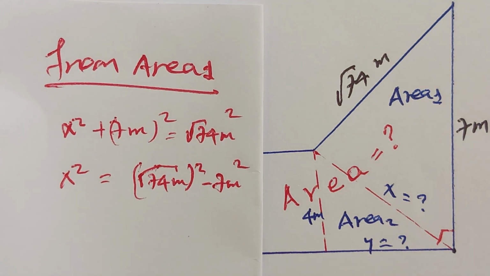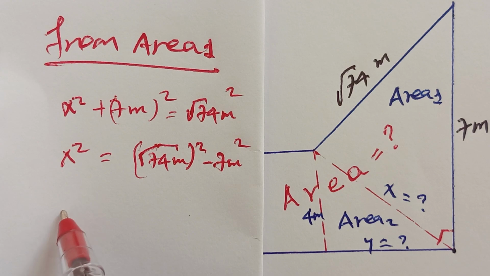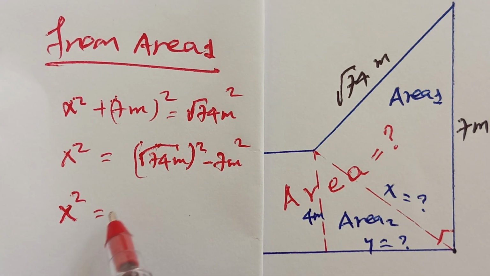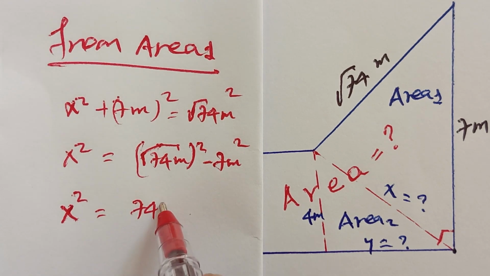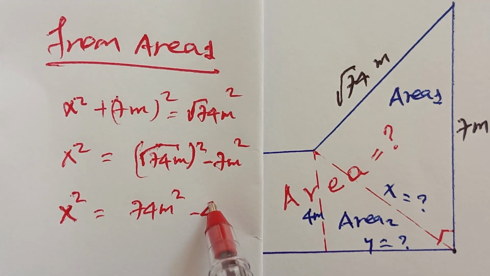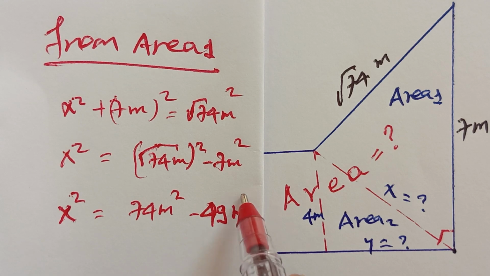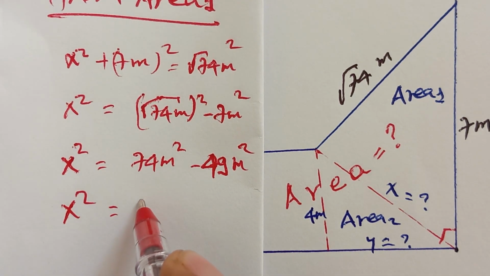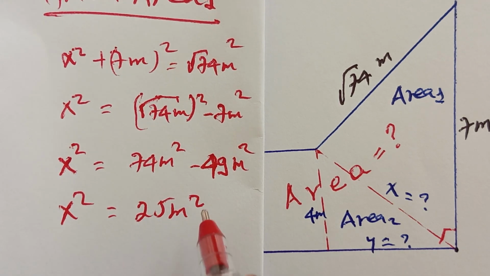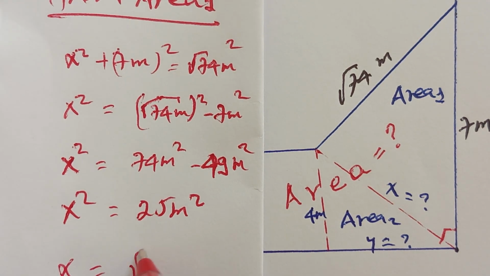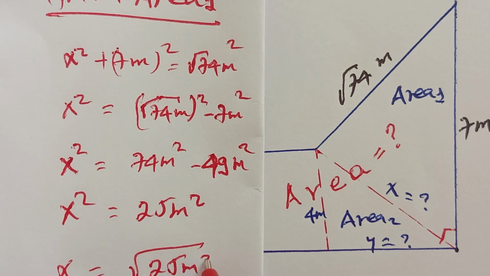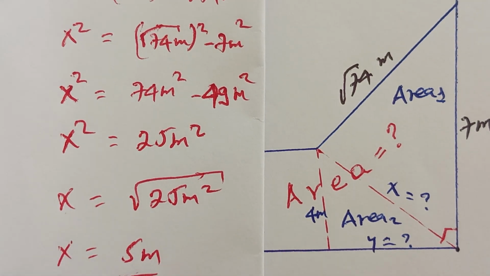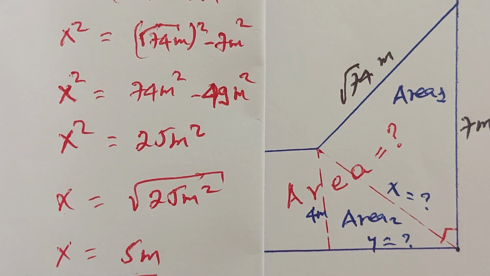So x square is equal to 74 meter square minus 49 meter square. This x square is equal to 25 meter square. So x is equal to under radical 25 meter square, x is equal to 5 meter. So x becomes equal to 5 meter.